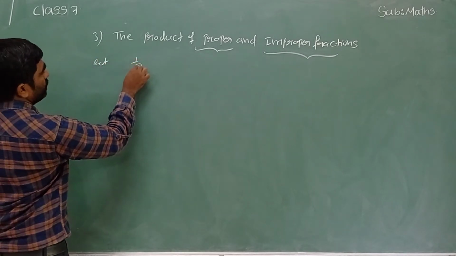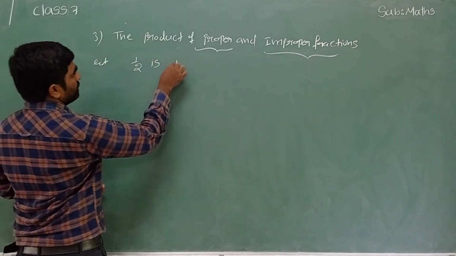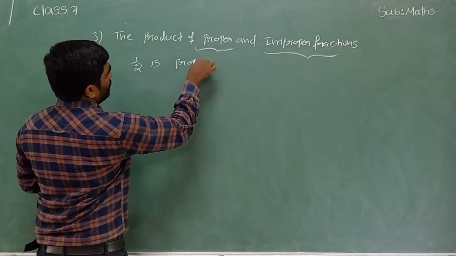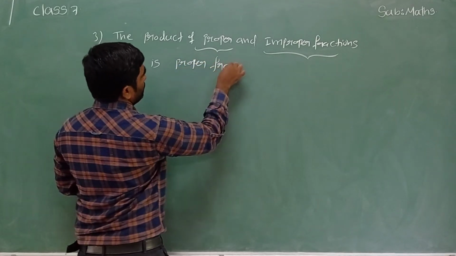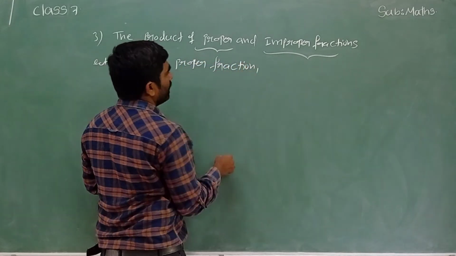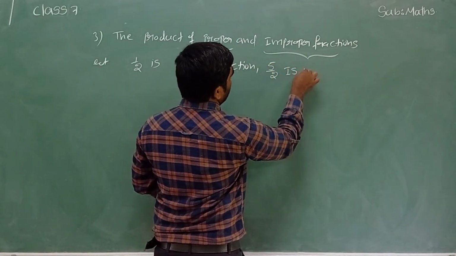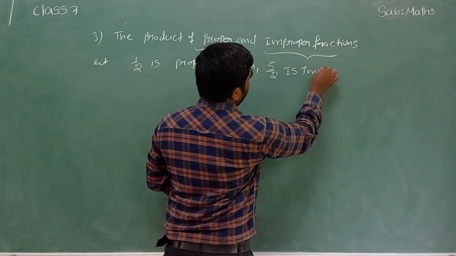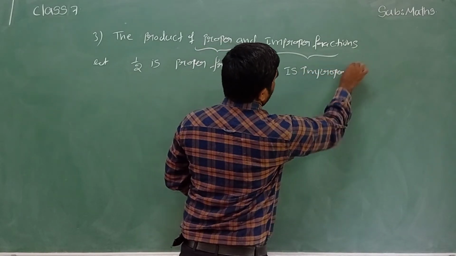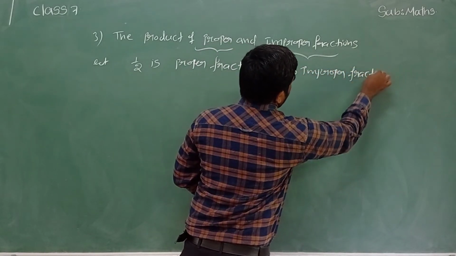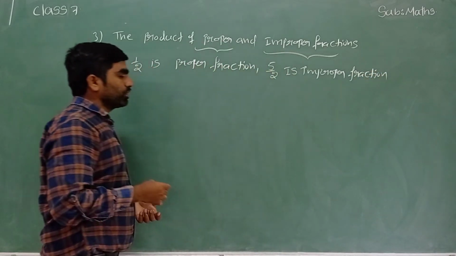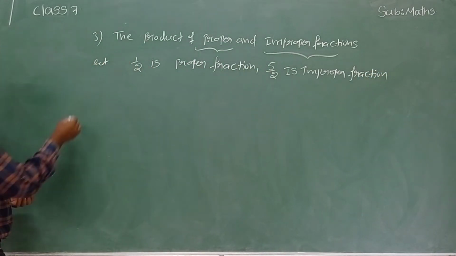Let 1 by 2 be one proper fraction. And 5 by 2 I am taking as one improper fraction. 5 by 2 is an improper fraction. Now let's multiply both, the proper and improper fractions.